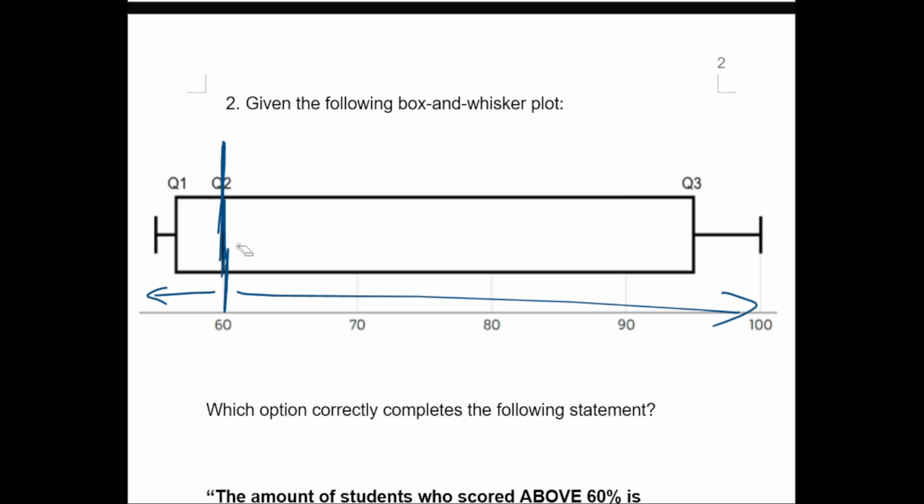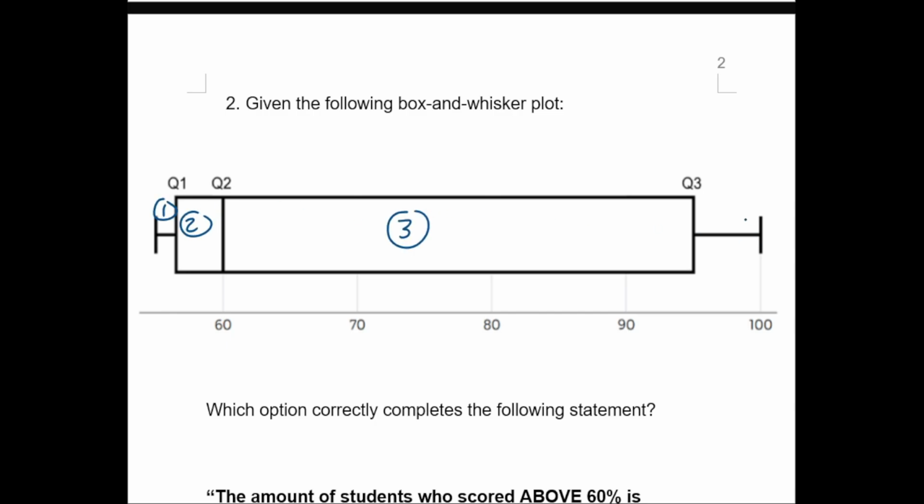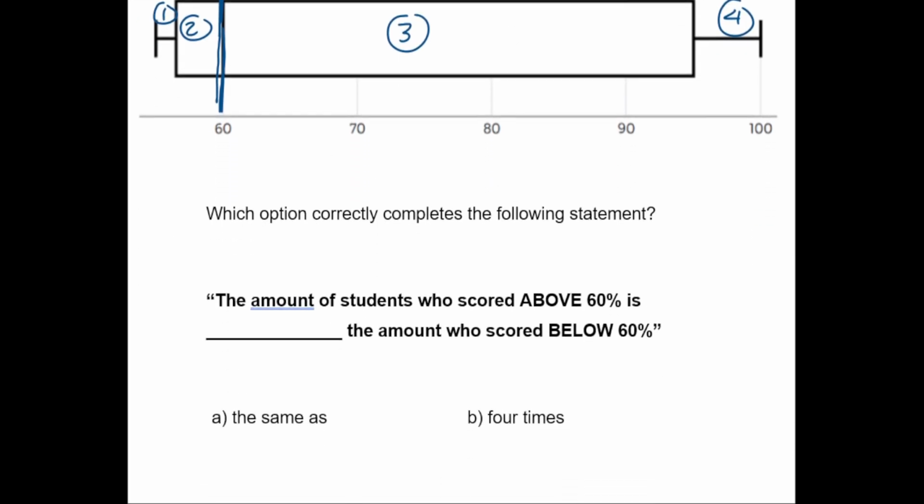Now let's say you forgot that Q2 is the median, or you remember Q2 is your median, but you forgot what that means. What do quartiles tell you? Well, quartiles are 3 numbers that split your data into 4 equal sections. Here's one section, here's another one, and here's the fourth one. Because each section has the same amount of data, if I draw 60 right here, I have 2 sections below 60 and 2 sections above 60, so there's the same amount of students above and below 60. So the answer to this one is A, the same as.